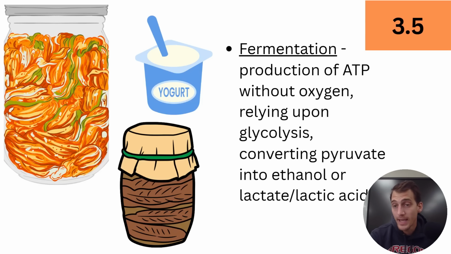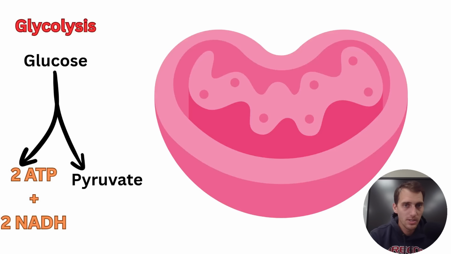And that pyruvate either becomes ethanol, which is how brewing happens, or something like lactate or lactic acid. So when you're going into oxygen debt, when your muscles are not getting enough oxygen and they still need ATP, they're going to rely on a similar process, lactic acid fermentation, to make ATP and keep your muscles going. I tell my cross-country athletes about this all the time. Different foods can be made through fermentation, like yogurt, beverages, and kimchi over here, all results of fermentation.